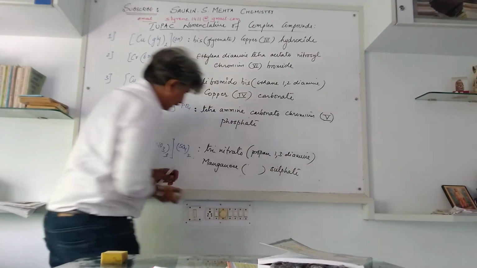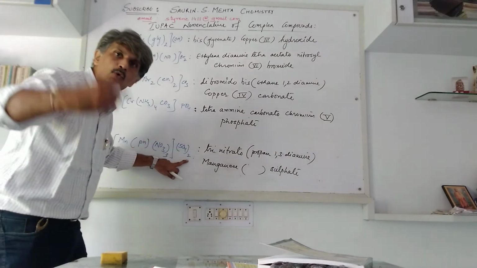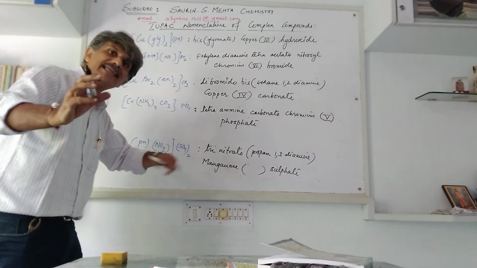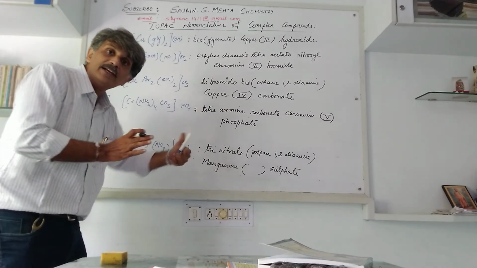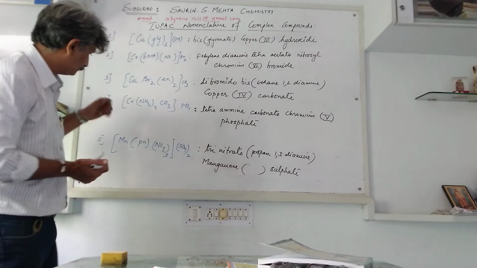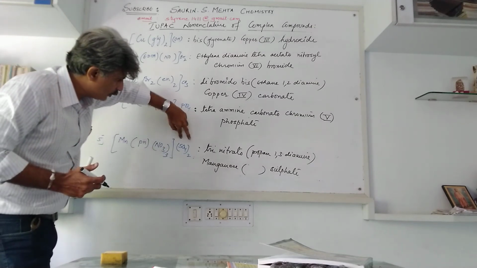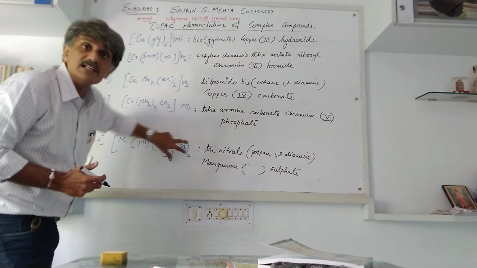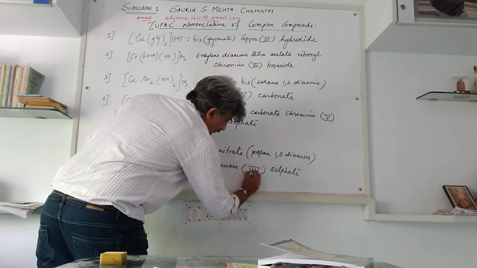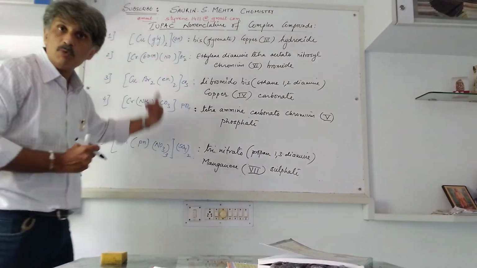Don't bother about the number of associated anions. They may be 2 or 4 or even 1. Don't name them with their respective numbers. That gets automatically introduced in the oxidation number with respect to the summation. How? Let's see. NO3 is -1, so into 3 is -3. SO4 is -2 into 2, so it is -4. -4 and -3 total -7, and that is how we'll write 7 as the oxidation number of manganese. So this is one more variety.